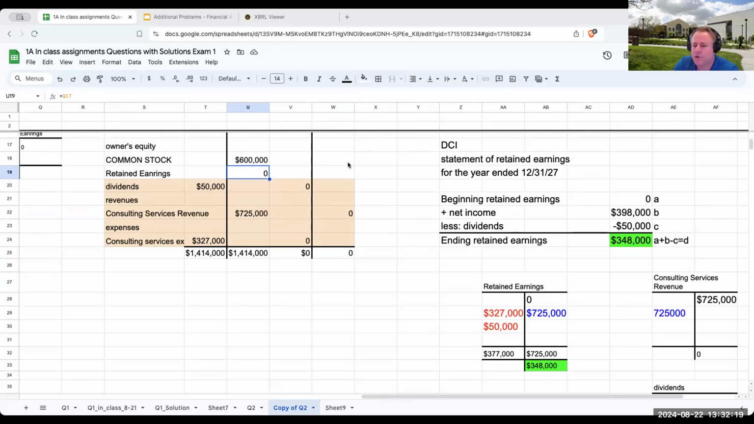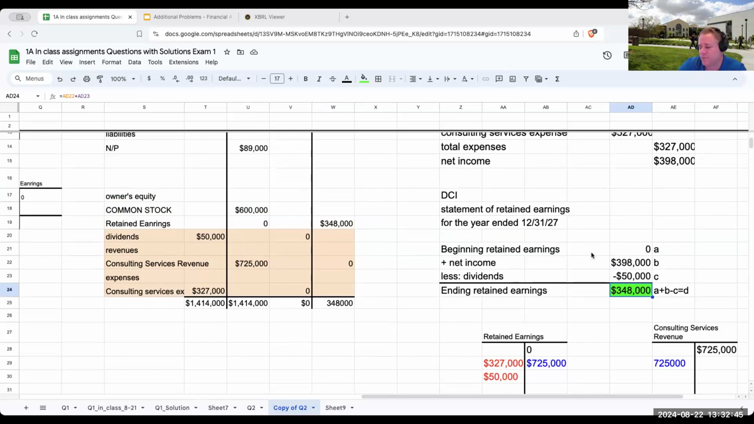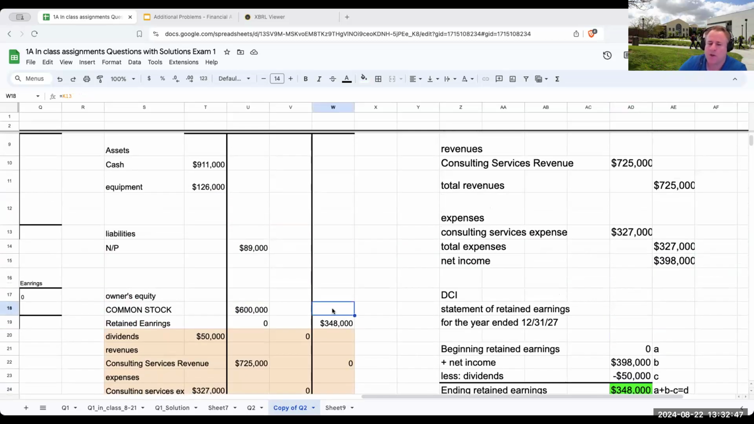No. The new balance of retained earnings is going to be 348,000. Okay. So when we're doing a post-closing trial balance, the revenues, expenses, and dividends are all going to go to zero. And I'm going to have a new balance, not a shoe, but a new balance of retained earnings, dad joke, based on the statement, based on that closing process. None of the other balances will change.